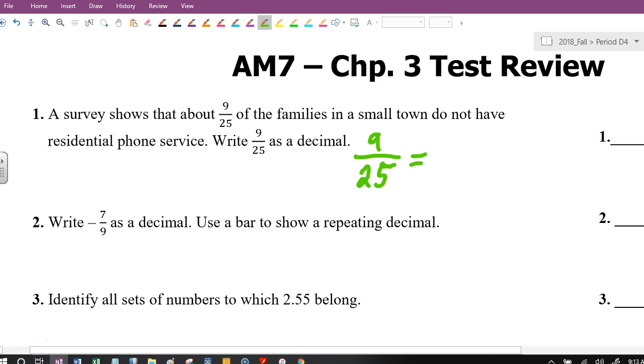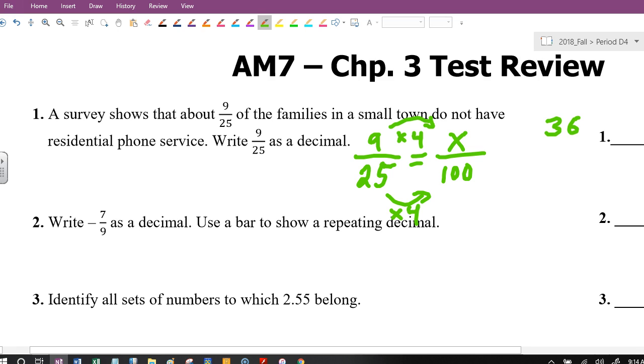So what you are saying is that you set up an equation. We want to find the percentage, so that's out of 100. Going from 25 to 100 is times 4, and going from 9, we have to keep the ratio the same. So what do we get? We get 36 over 100.